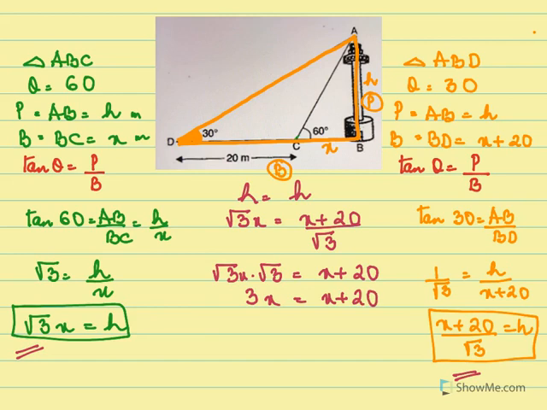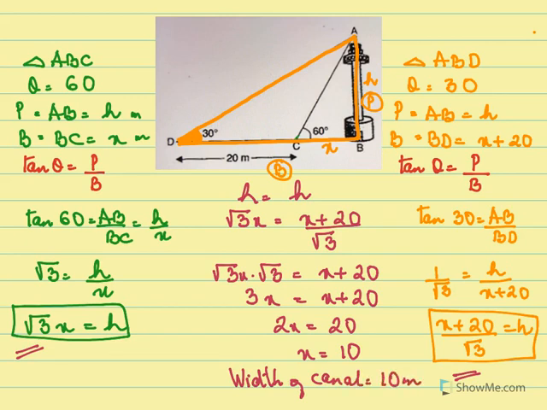Here you get 3x minus x, that is 2x, equal to 20, and your x was 10. And your x was the width of the canal. So width of canal equal to 10 meter.